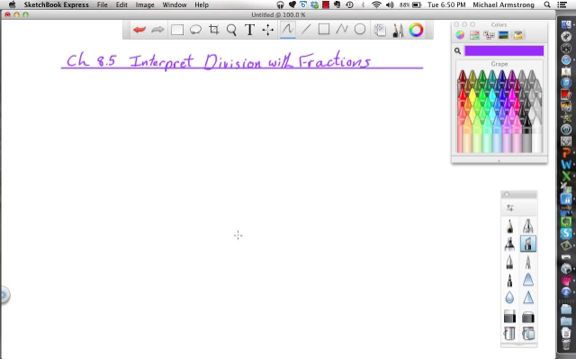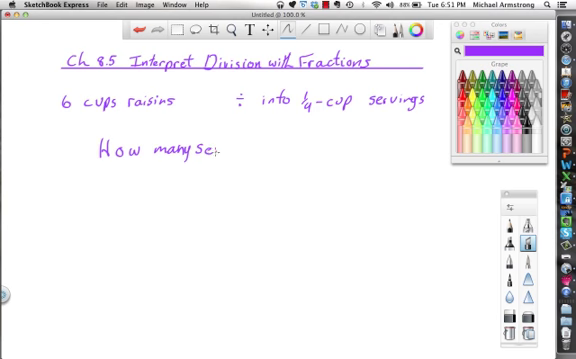So the first story problem on 8.5 is about Elizabeth, who has 6 cups of raisins. I'm just going to write down some information. 6 cups raisins. And she divides the raisins into 1/4 cup servings. Okay, how many servings does she have? So the question we're trying to find out is how many servings she has altogether. So that's the question: how many servings.